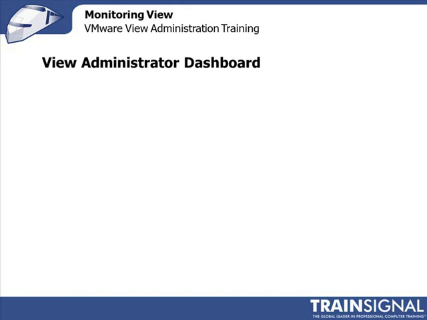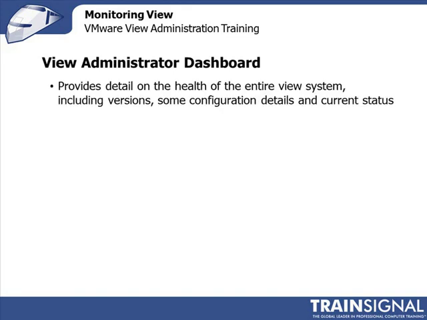The View Administrator Dashboard is a specific section within the View Administrator console. It provides more detail on the health of the entire View system. This includes components like the Active Directory domain, the data stores, the vCenter servers, and all the different View connection servers. Each of these components will then also provide additional details about that component.